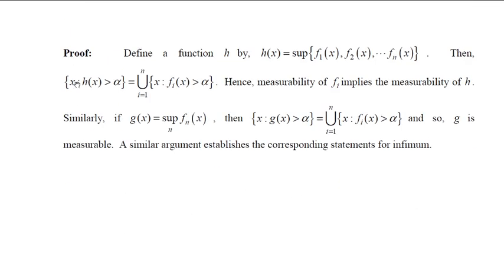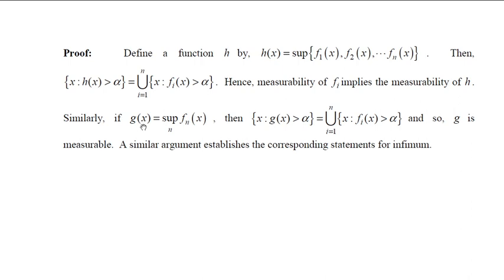Therefore, the set of all x where h of x is greater than alpha is nothing but the union of each of the x which satisfies fi of x greater than alpha. So you will get the set of all x where f1 of x is greater than alpha, union with the set of all x where f2 of x is greater than alpha, etc., the set of all x where fn of x is greater than alpha. We know that each of these functions is measurable. Therefore, their union is also measurable. That means the supremum of f1, f2, etc. up to fn is also measurable. By the same way, you can prove it for the infimum.